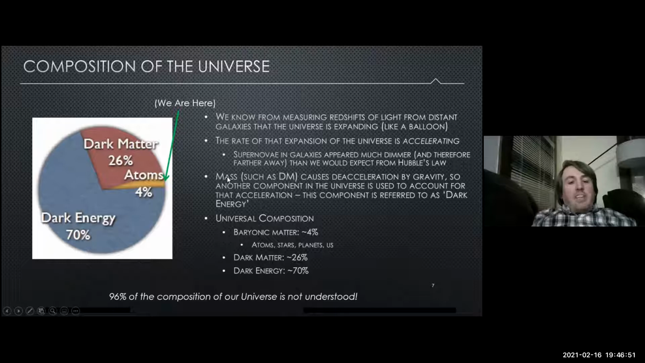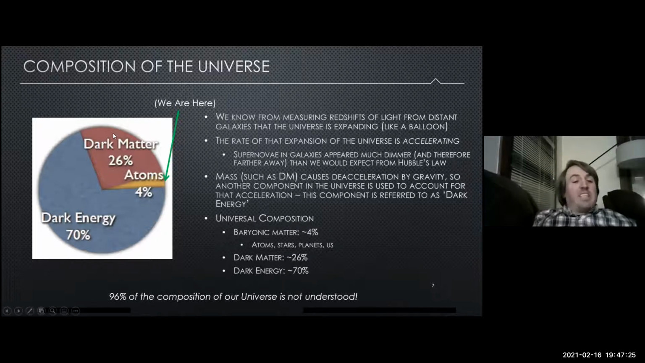And then we know from this that we can infer that dark matter is about another 26% of this. So the universal composition, so everything that we are, everything that we think of as baryonic matter, so atoms, stars, planets, us, that's only 4%. So take that in for a second. This is the stuff that keeps me up at night. 96% of the composition of our universe is not well understood.